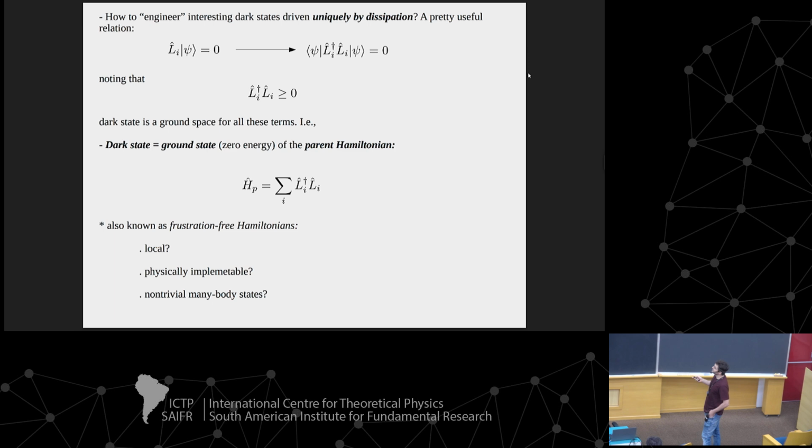There is this class of Hamiltonians where your ground state is the minimal energy for all of the terms in the Hamiltonian. This is the class that we call frustration-free Hamiltonians. The ground state minimizes all of the terms of your expansion in the Hamiltonian.